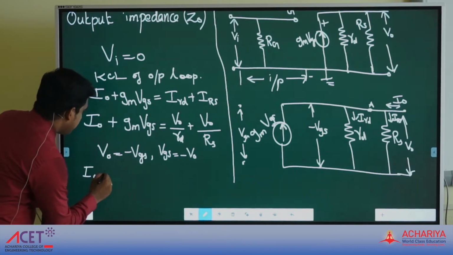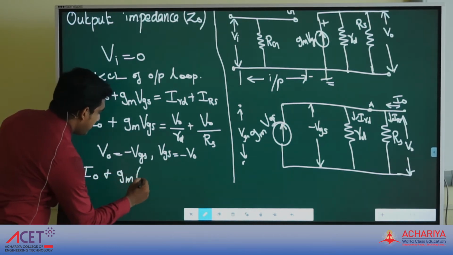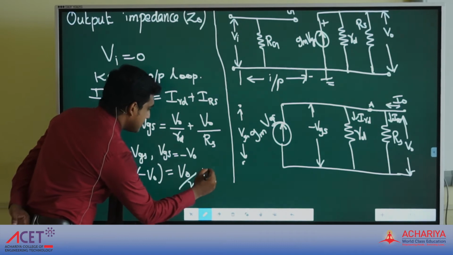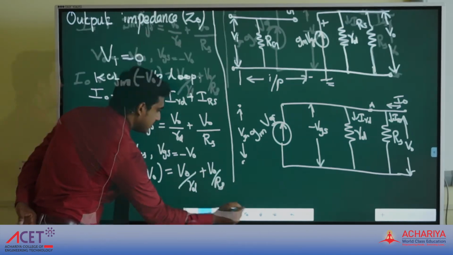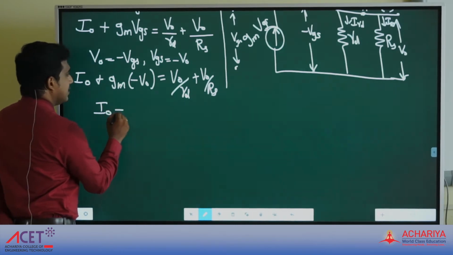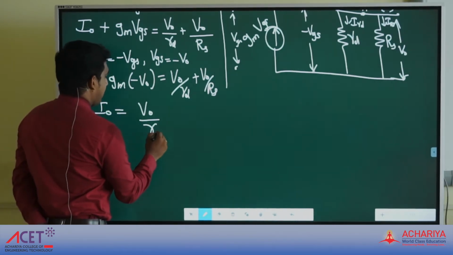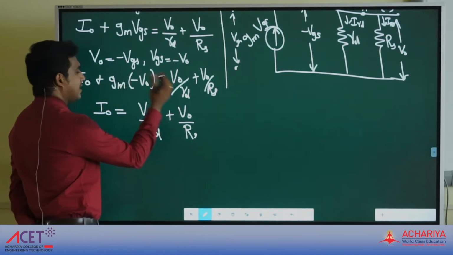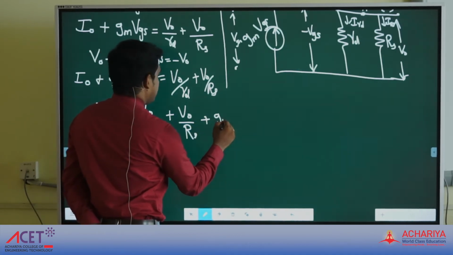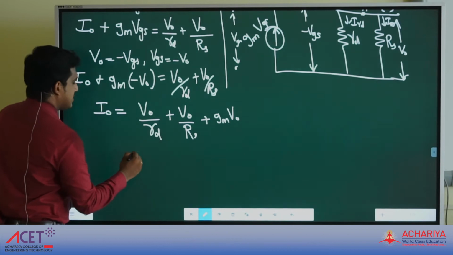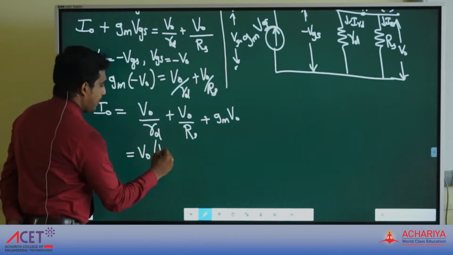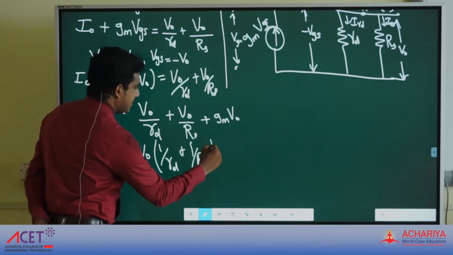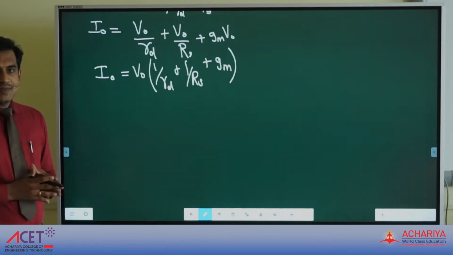So I0 plus GM into minus V0 is equal to V0 divided by RD plus V0 divided by Rs. From this equation we can simplify: I0 is equal to V0 divided by RD plus V0 divided by Rs, and this minus GM V0 will come as plus GM V0. Now we can take V0 as common, V0 into 1 by RD plus 1 by Rs plus GM. Now the ultimate aim is to find Z0.